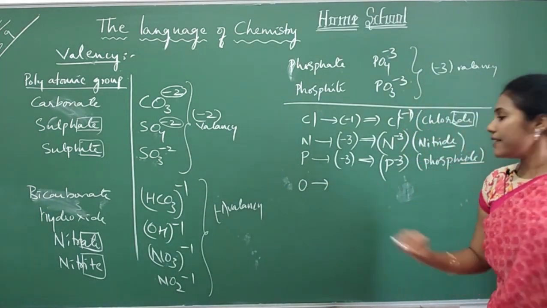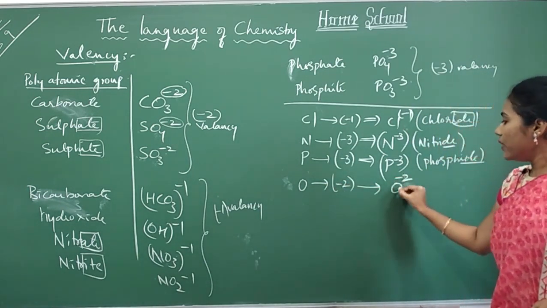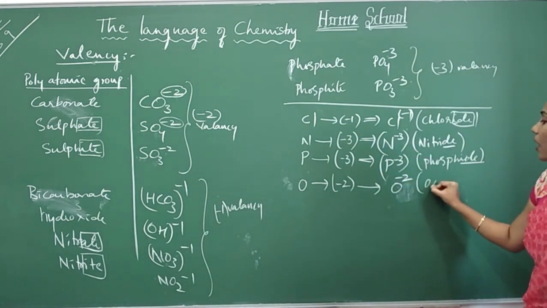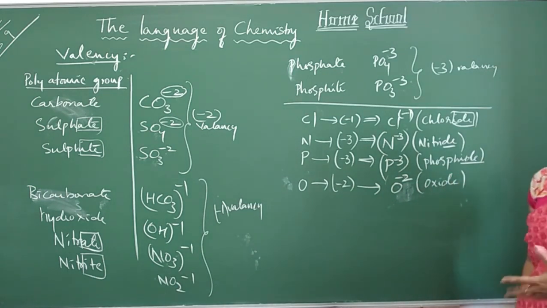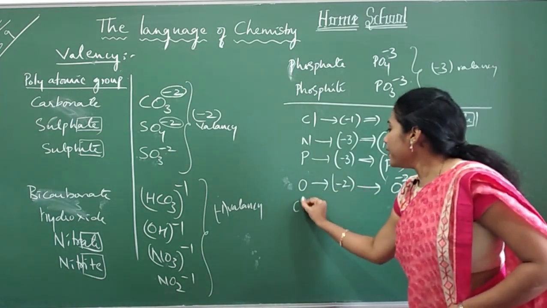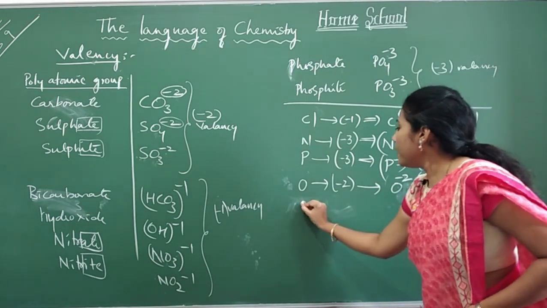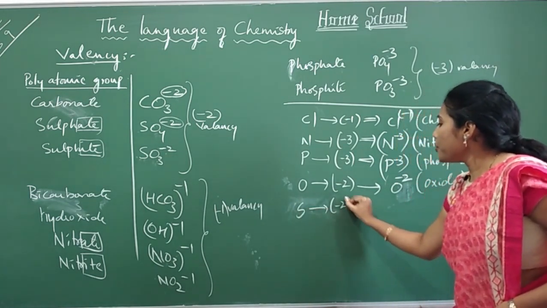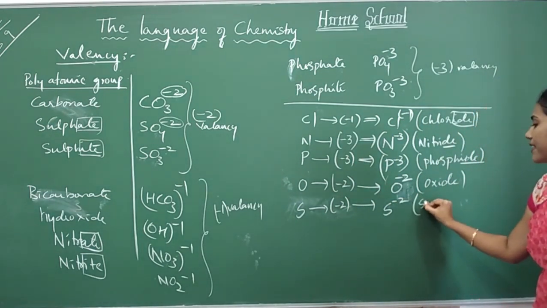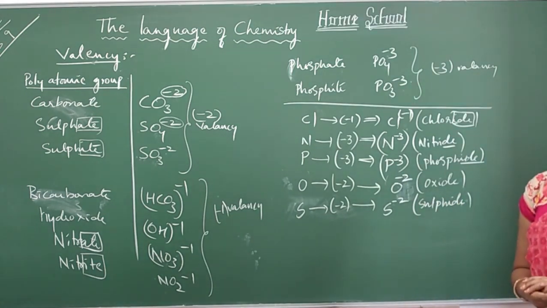Similarly, oxygen is a 16th group element. Its valency is minus 2, so you write O minus 2. These are your radicals. The name of this radical is oxide. You don't call it oxygen radical. Cl is already covered. Sulfur's valency is also minus 2, and as a radical you write S minus 2. Its name is sulfide.